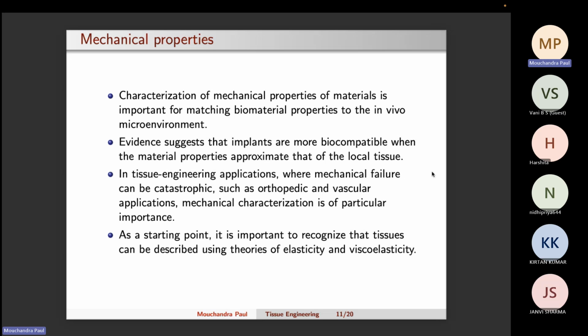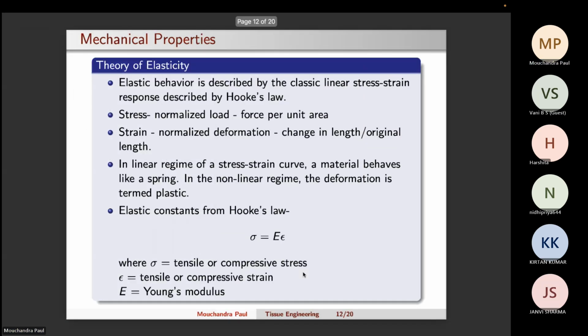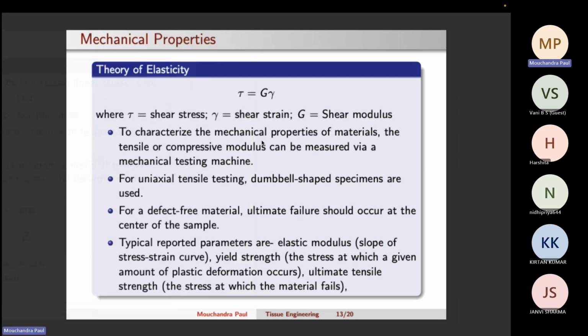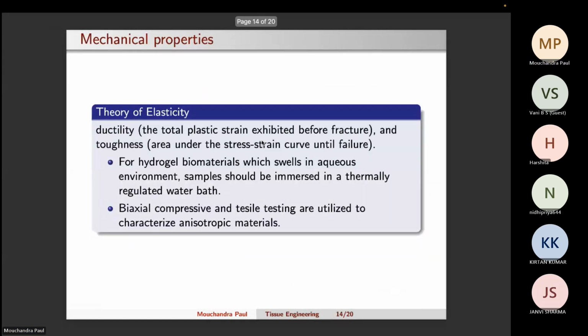As a starting point, it is important to recognize that tissues can be described using theories of elasticity and viscoelasticity. So what are these theories? We'll briefly touch upon that now. The theory of elasticity basically describes the elastic behavior of the material, and the elastic behavior of the material is described by the linear stress-strain relationship, that is Hooke's law.